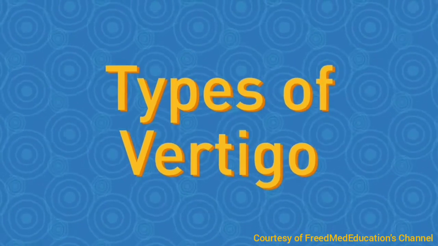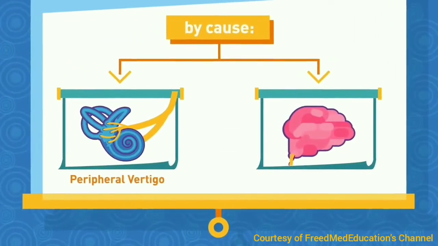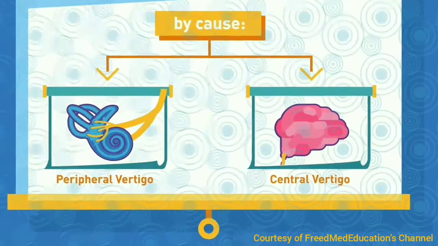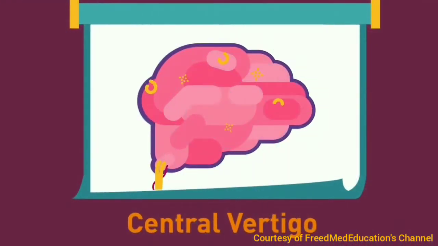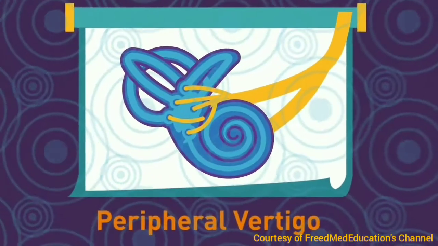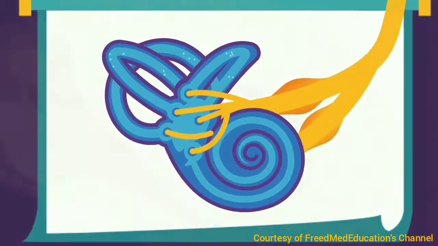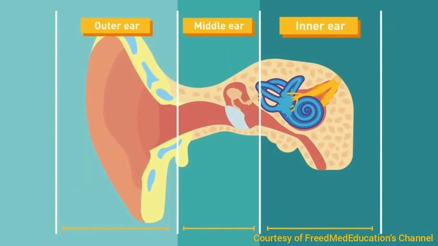Types of vertigo. There are two possible causes of vertigo: peripheral and central vertigo. Central vertigo refers to the dizziness or vertigo that results from a problem in the brain. The area of the brain that is usually affected is the brainstem or cerebellum. Peripheral vertigo refers to the disorders that involve disturbances in the inner ear.